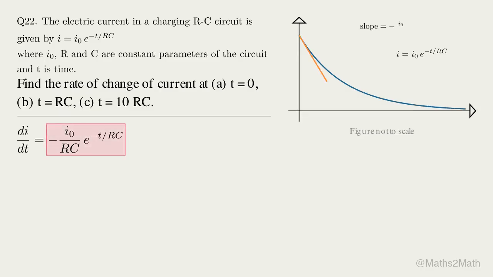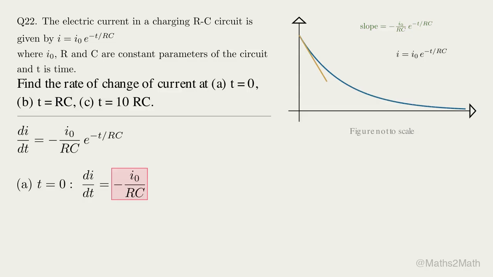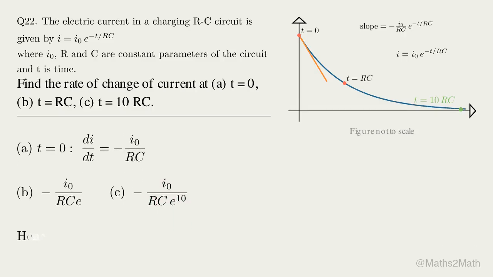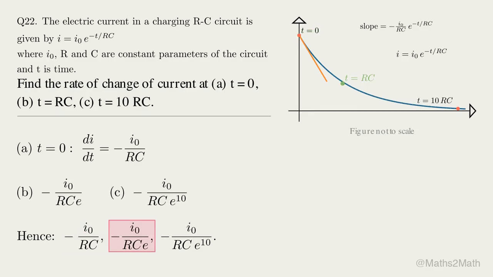Differentiating, di by dt is minus I naught over RC times e to the minus t by RC. At t equals 0, the exponential is 1. The rate is minus I naught over RC. At t equals RC, the exponential is 1 over e, giving minus I naught over RCe. At t equals 10 RC, it is e to the minus 10, giving minus I naught over RC e to the 10. Hence, minus I naught over RC, minus I naught over RCe, and minus I naught over RC e to the 10.